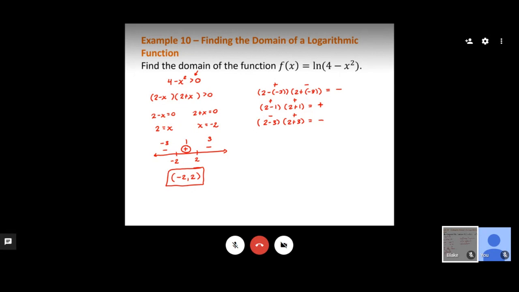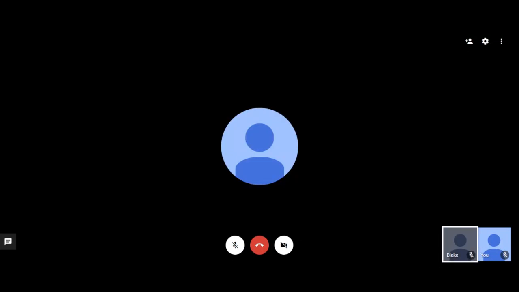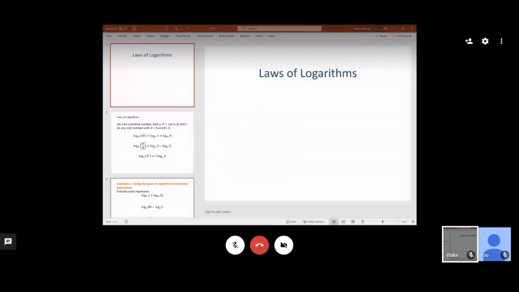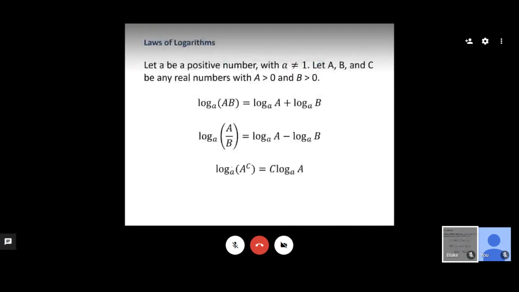All right, so that's our last example we're going to do in that section. I'm going to switch over. Section 4.4, laws of logarithms. So far we've looked at what the functions look like, right? How do we find their domains, that type of thing. Now we're going to look at how do we actually do operations on our logarithms.